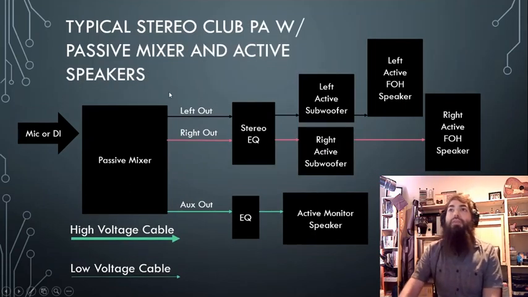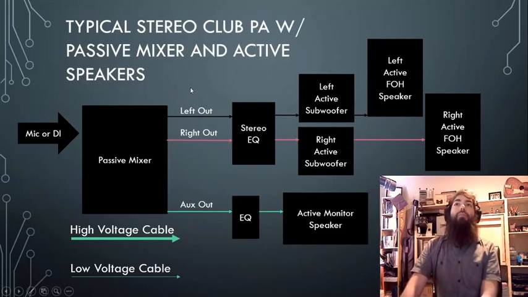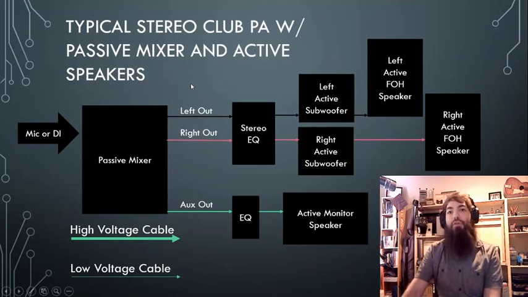Cool. A typical stereo club PA with a passive mixer and active speakers. So this actually is one of the more simple ones, and it's slowly become the most popular one now that everyone's kind of getting away from passive speakers and making their way towards active speakers, where the crossover and the amplifier are built in. So again, the same, our mic and DI plugged in, mic or line level, to the mixer. The mixer, being a passive mixer, is going to increase that signal to line level.